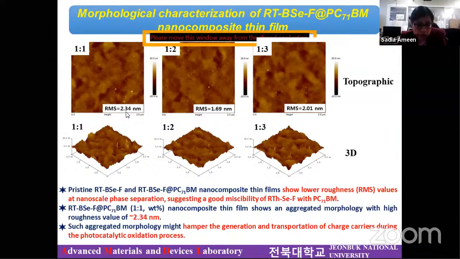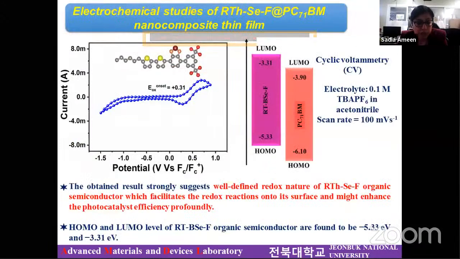With this, we assume that this higher roughness may be responsible for the creation of aggregation, and it might hamper the generation as well as the transportation of charge carriers during the photocatalytic oxidation procedures. After that, we characterized our material through the electrochemical properties, that is through CV, cyclic voltammetry analysis, as we wanted to calculate the HOMO and the LUMO level of our synthesized molecule.